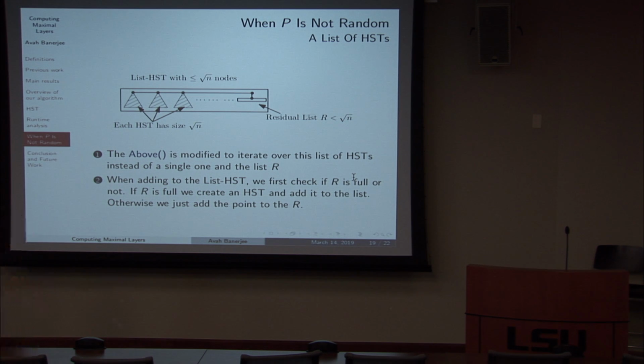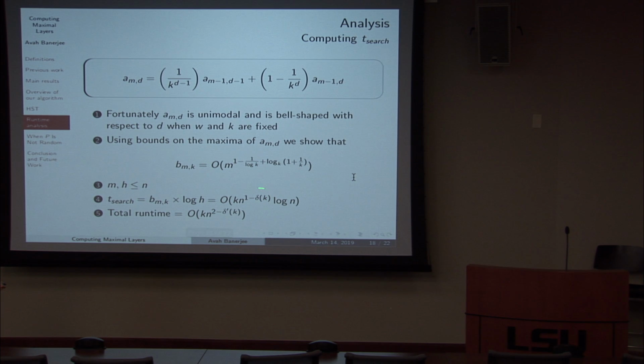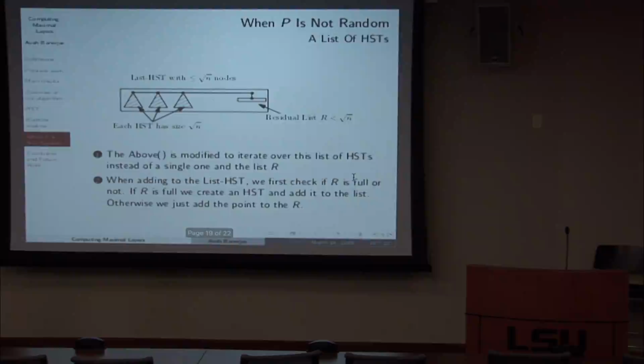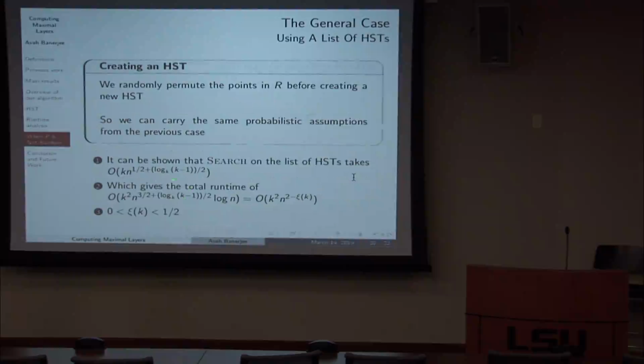once a square root of n set of points arrive, you randomly permute and then create an HST from it. So you still get that randomness. That's why, instead of having one HST, you maintain a series of HSTs. And using that, you get a slightly weaker result.